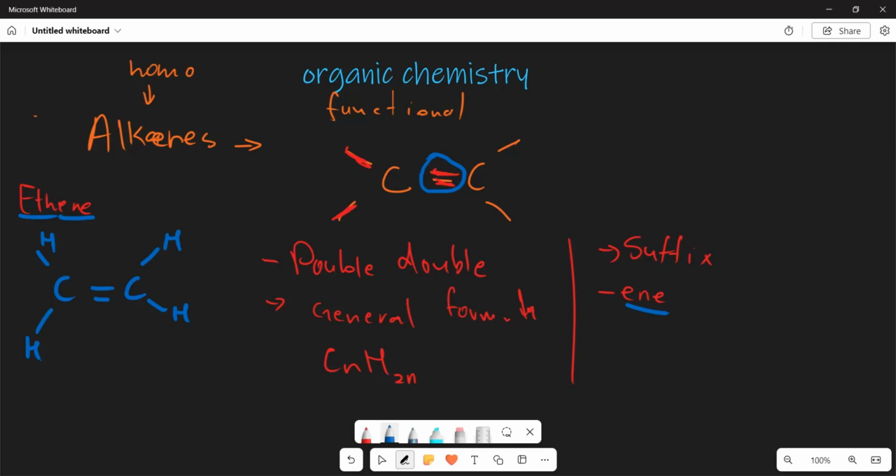So basically, this is going to be the second family of ours, which is the family of alkenes. That is going to be the significance of ethene that we are discussing. Now, let's move swiftly along to the third family.